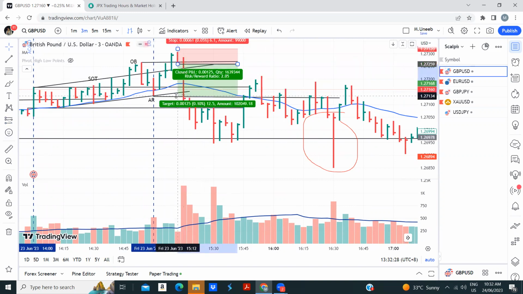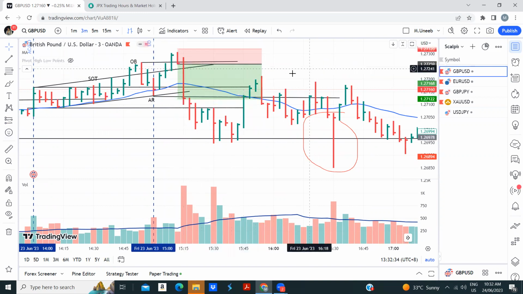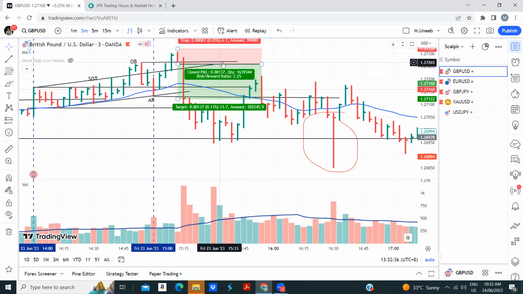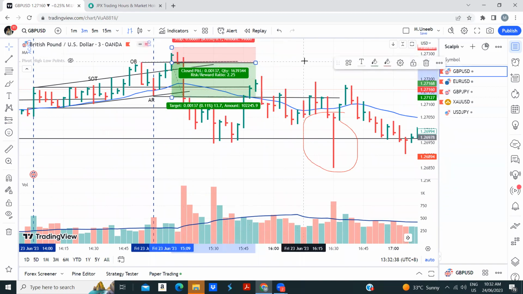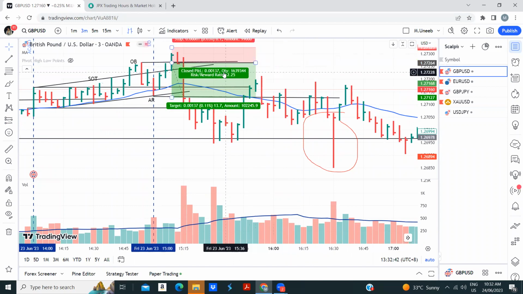Stop loss, but make sure your stop loss should not exceed AR. This is important. Got it? All right. 2R. That's it. Usually this happens when there's news before London Open. Remember that.